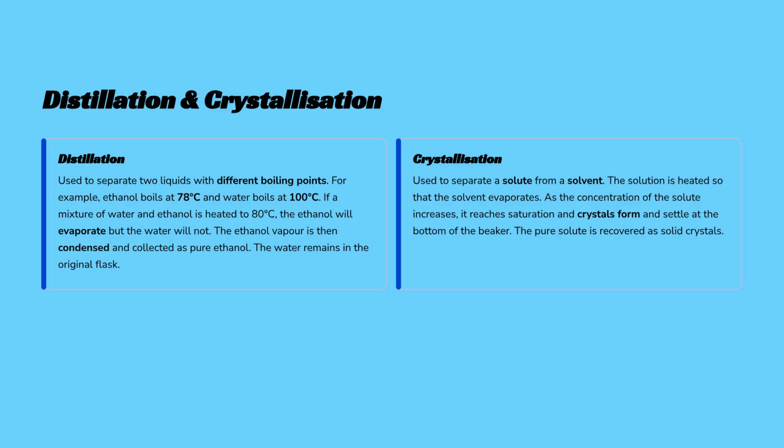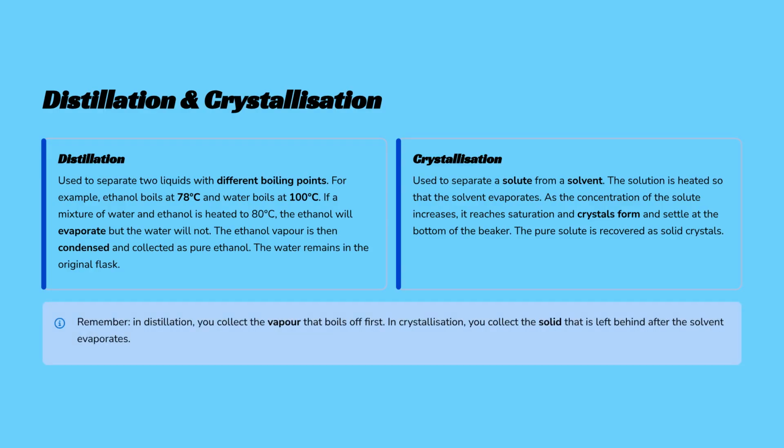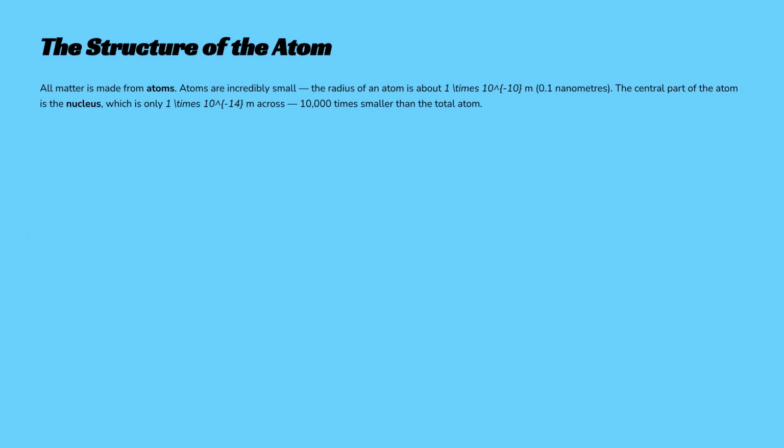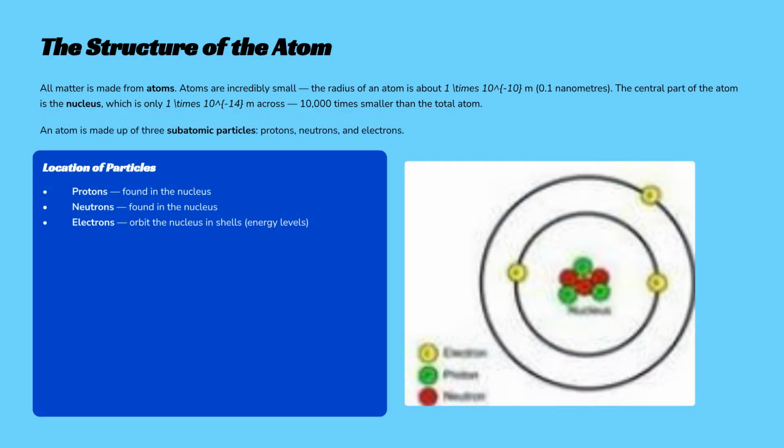Distillation separates liquids with different boiling points by evaporating and condensing the component with the lower boiling point. Crystallization separates a solute from a solvent by evaporating the solvent until crystals form. All matter is made of tiny atoms. The atom consists of subatomic particles, protons and neutrons located in the nucleus, and electrons orbiting in shells.